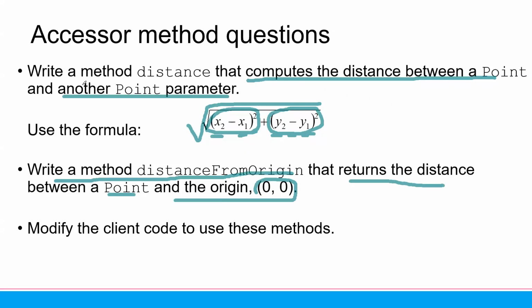Okay. So there will be two methods. The first problem, write a method distance. And the second problem is write a method distance from origin. What is a method distance? It will have this formula. And what is the method distance from origin? It will measure the distance with this formula, but x1 will be 0, y1 will be 0, because the origin is 0, 0.